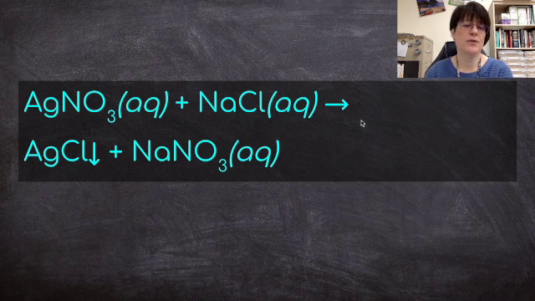Another example using aqueous would be silver nitrate, which is aqueous, AQ in parentheses, plus sodium chloride, which is aqueous, AQ, yields silver chloride, which is a precipitate, so I use the down arrow, plus sodium nitrate, which is aqueous, so it's dissolved in water.